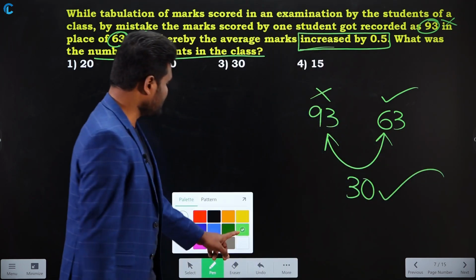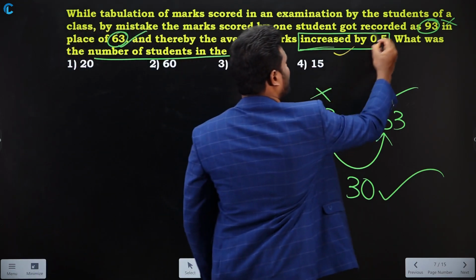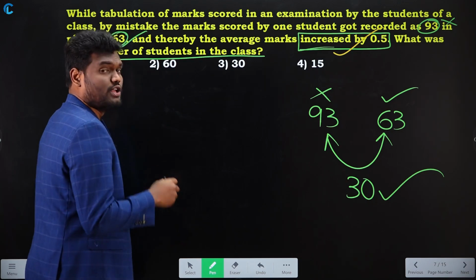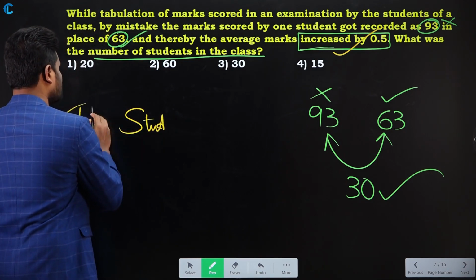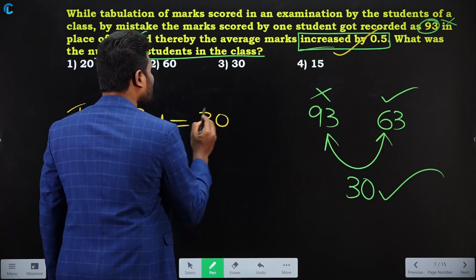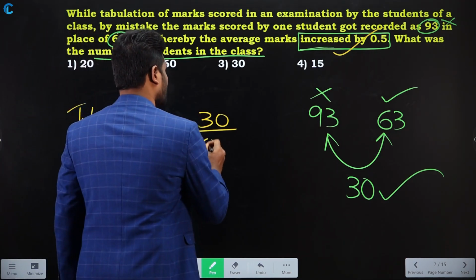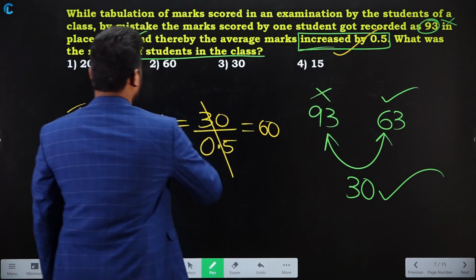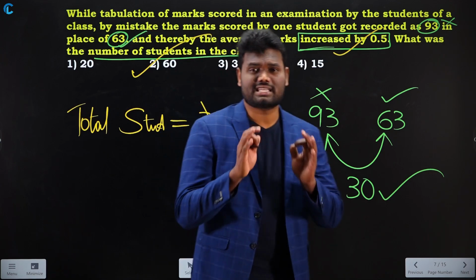Now what is the question saying? Due to this 30 difference, the average is increased by 0.5. Average increased by 0.5 means each and every number is increased by 0.5. So in total how many students are there? Observe carefully. The difference is 30, and due to this 30 difference, each and every student increased by 0.5, 0.5, 0.5. So 30 by 0.5 is going to be 60. So the number of students is 60 students. Just a simple question.